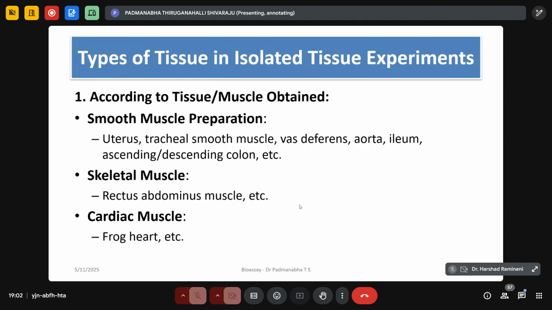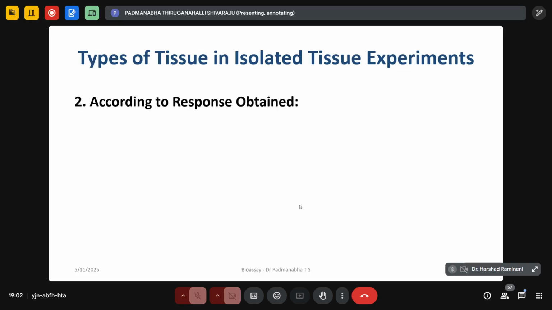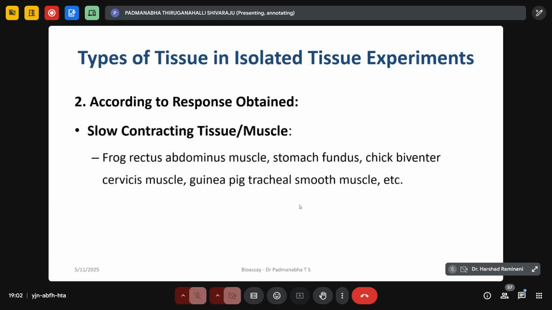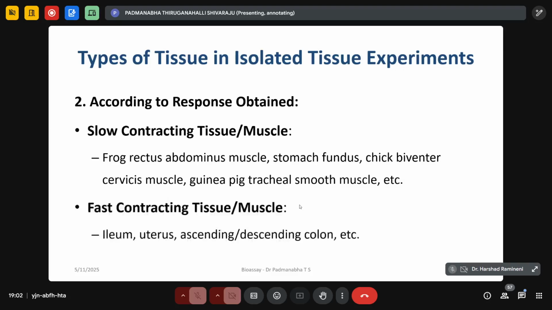and frog's heart for the cardiac muscle responses. Then, according to the response obtained, you can classify into the slow contracting tissues like frog rectus abdominis, the fundus, chick biventer cervicis muscle, guinea pig tracheal smooth muscles. They belong to slow contracting muscles, whereas the ileum, uterus, ascending colon, descending colon belong to the fast contracting tissues.